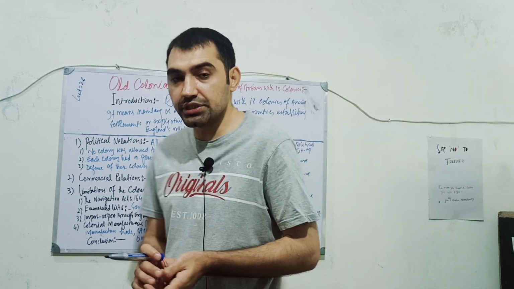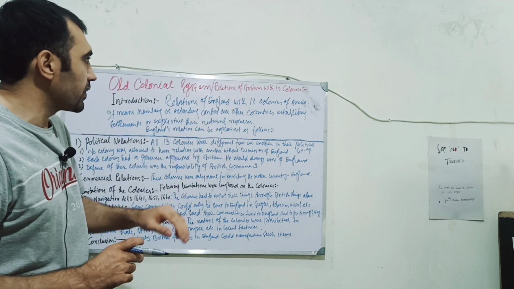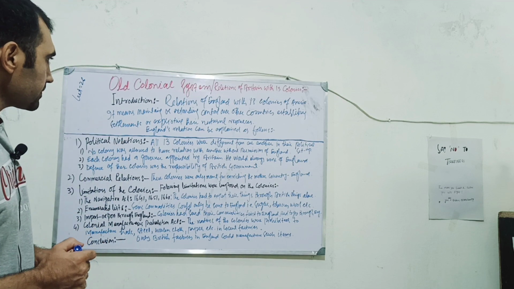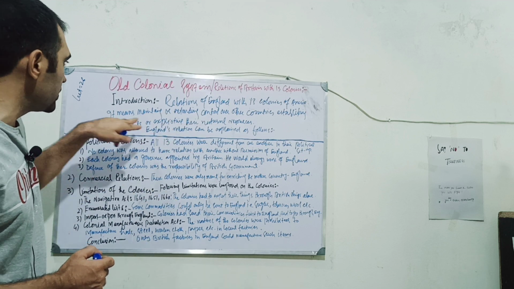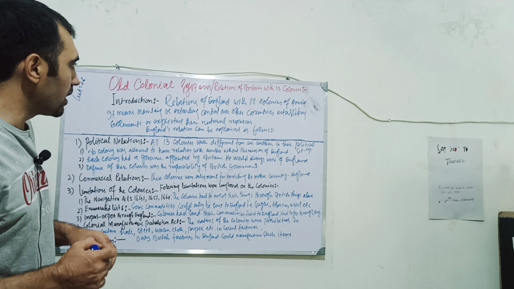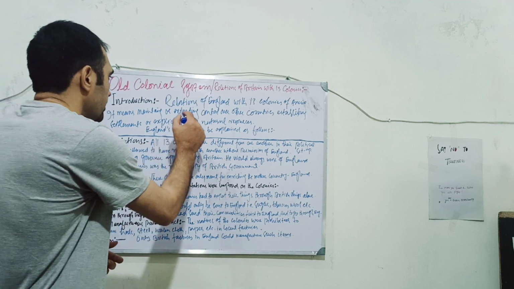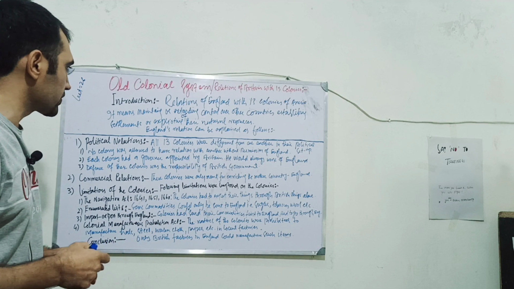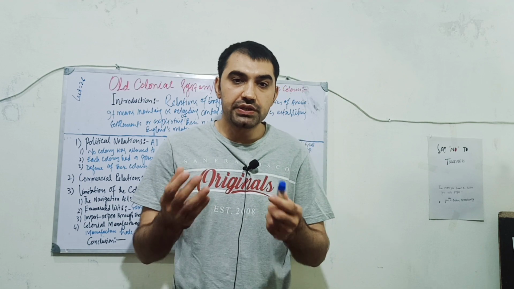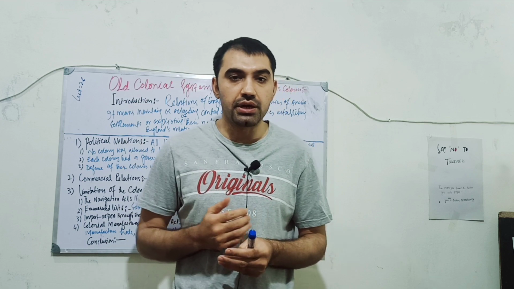So coming to the topic, the Old Colonial System, or the relation of Britain with the 13 colonies of America. Colonialism means maintaining or extending control over other countries, establishing settlement or exploitation of their natural resources. Earlier it was the old colonial system; later on it was completely changed into the new colonial system, which we will talk about in the coming days.